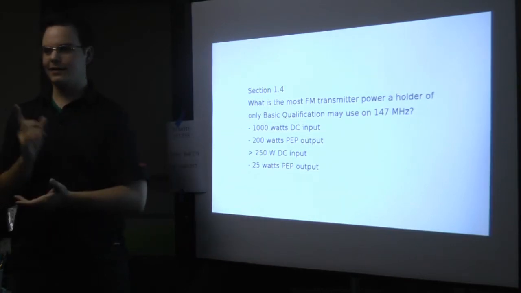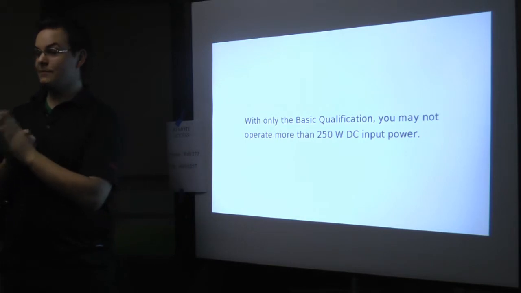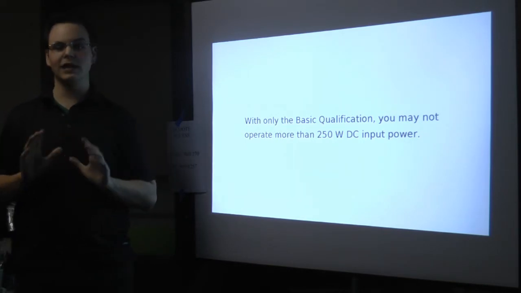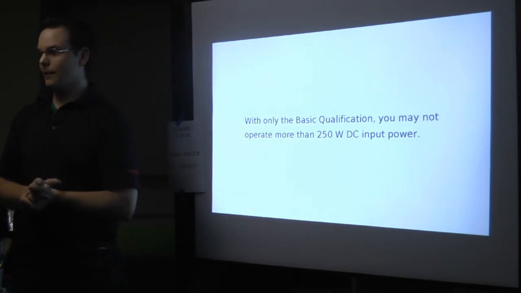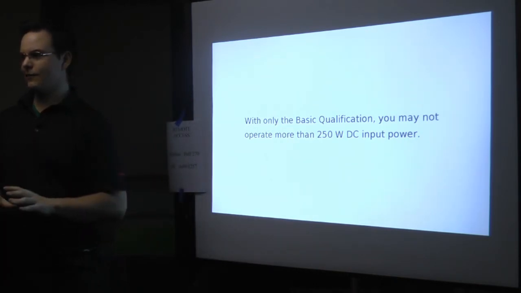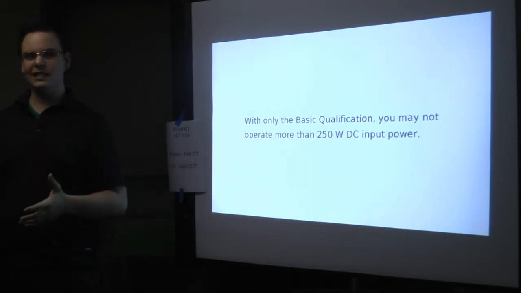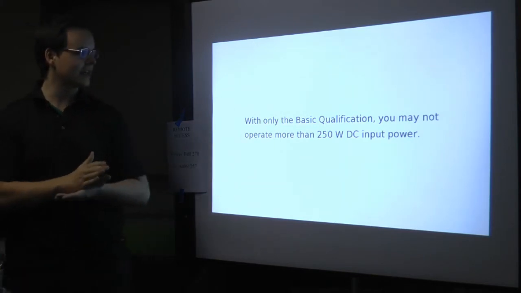Exactly. All right. Next one. So with only a basic qualification, this is basic or basic with honors, you're only allowed 250 DC watts input. They don't work on peak envelope power or anything fancy like that for basic. It's just how much power your actual unit is rated for. Again, basic, you're more of an appliance user than you are a radio technician. So that's the way they're going to set it up for you.